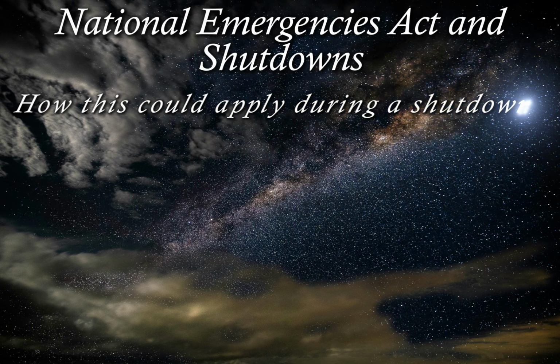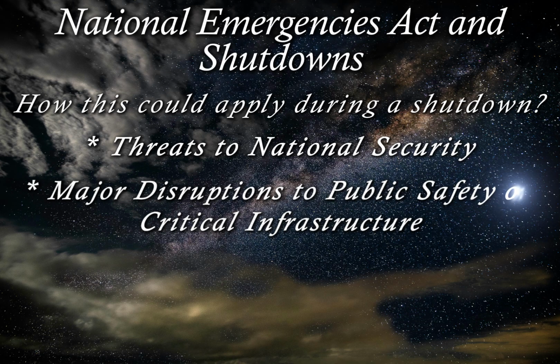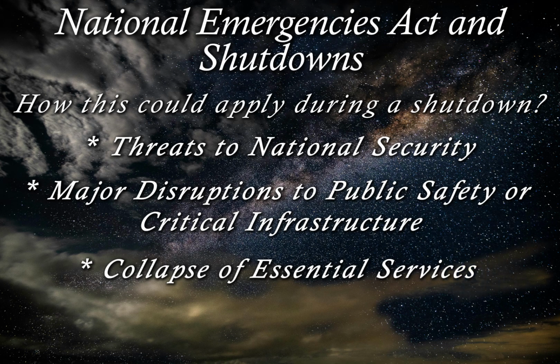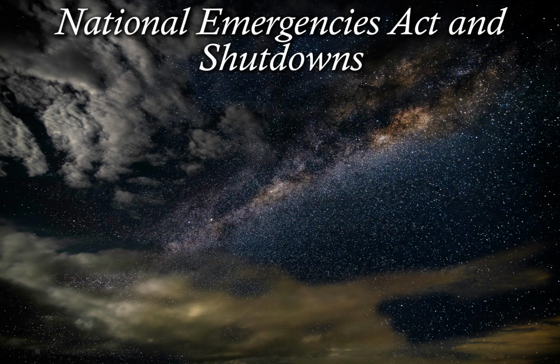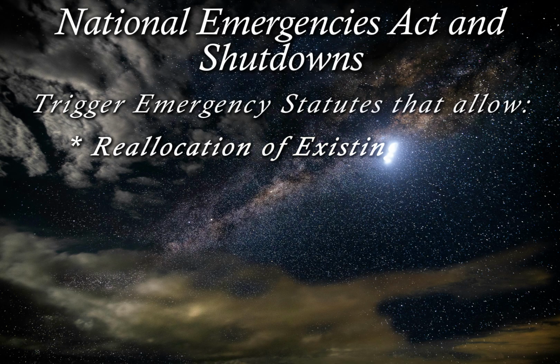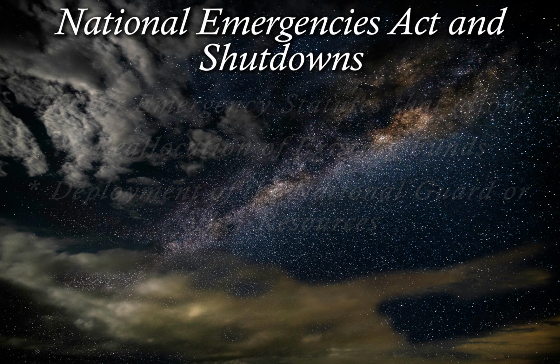How this could apply during a shutdown. If the shutdown causes threats to national security, major disruptions to public safety or critical infrastructure, collapse of essential services, e.g., food distribution, federal prisons, border control, then the president could declare a national emergency under the NEA to trigger emergency statutes that allow for reallocation of existing funds, e.g. under the Defense Production Act or military construction statutes, and deployment of the National Guard or other resources.